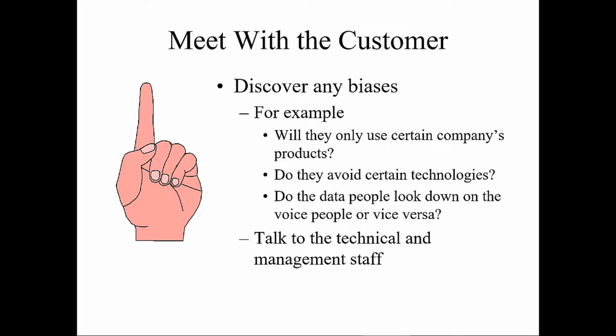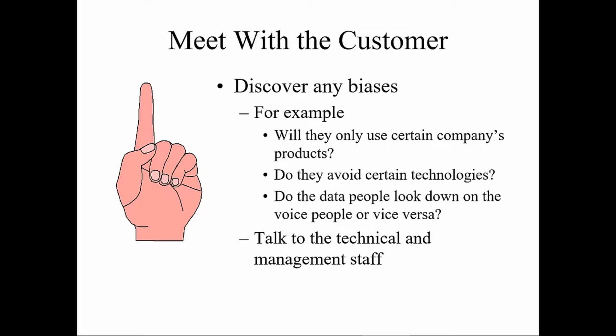You also need to look and discover any type of biases. Some companies will not use Juniper equipment because one of their managers hates Juniper. So you need to understand the biases. You also should understand, do they avoid any specific types of technology? Some companies refuse to use BYOD. The idea of bringing user devices into the network is absurd to them. So you have to be able to understand the technologies that they're willing to use and not willing to use.